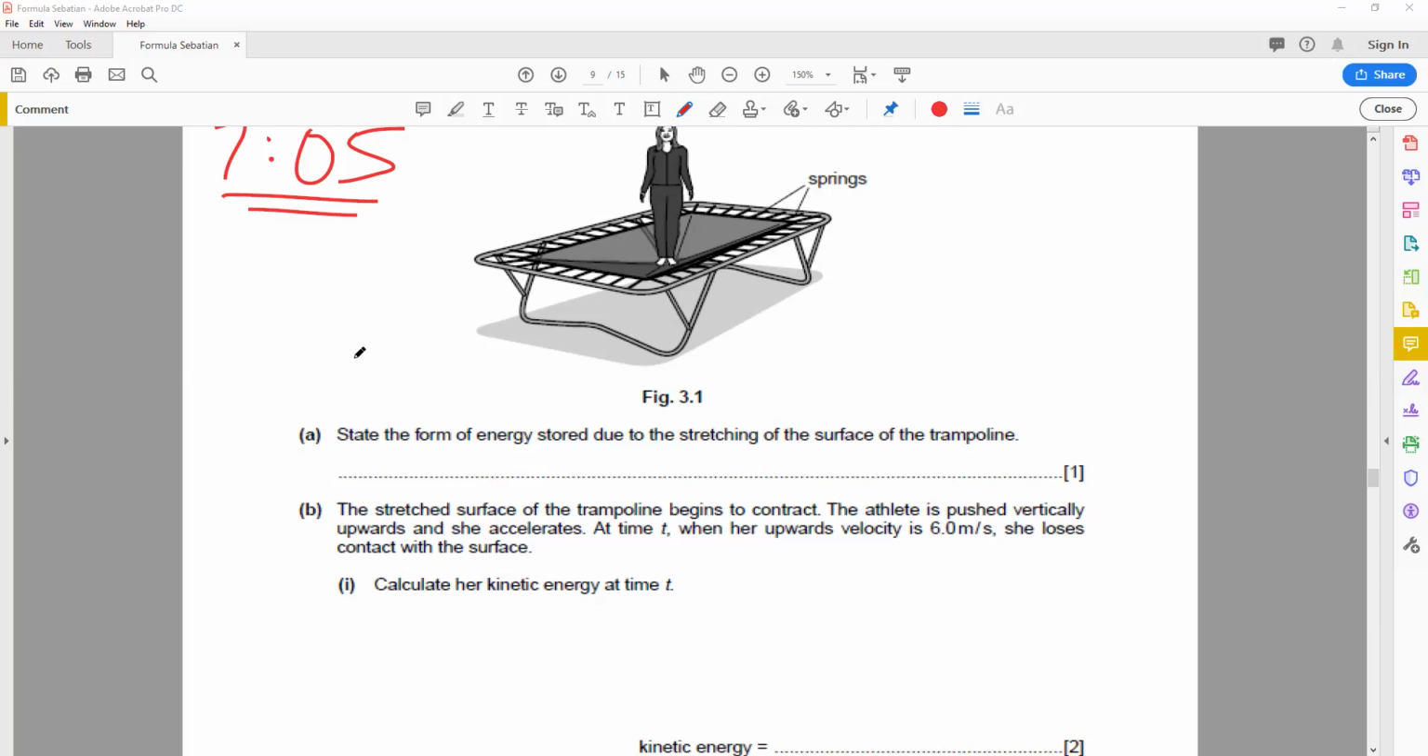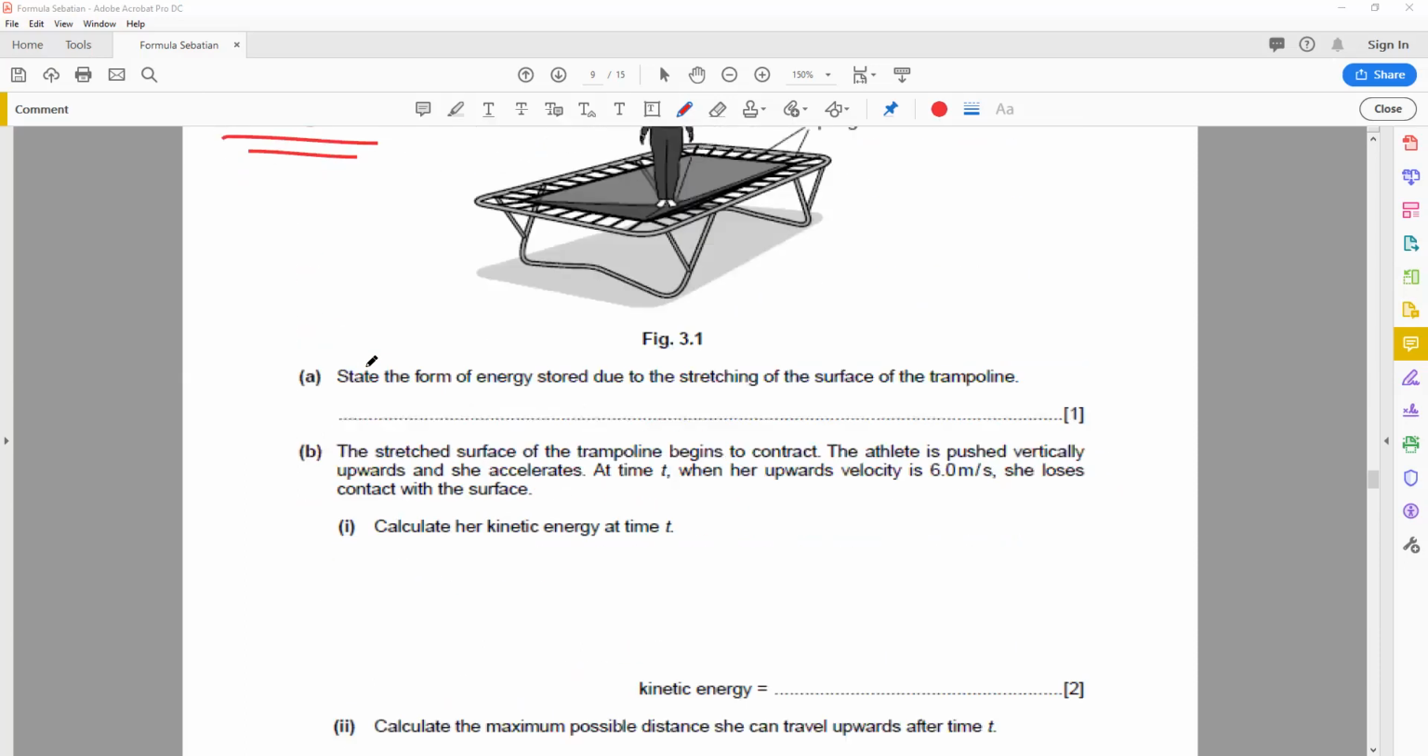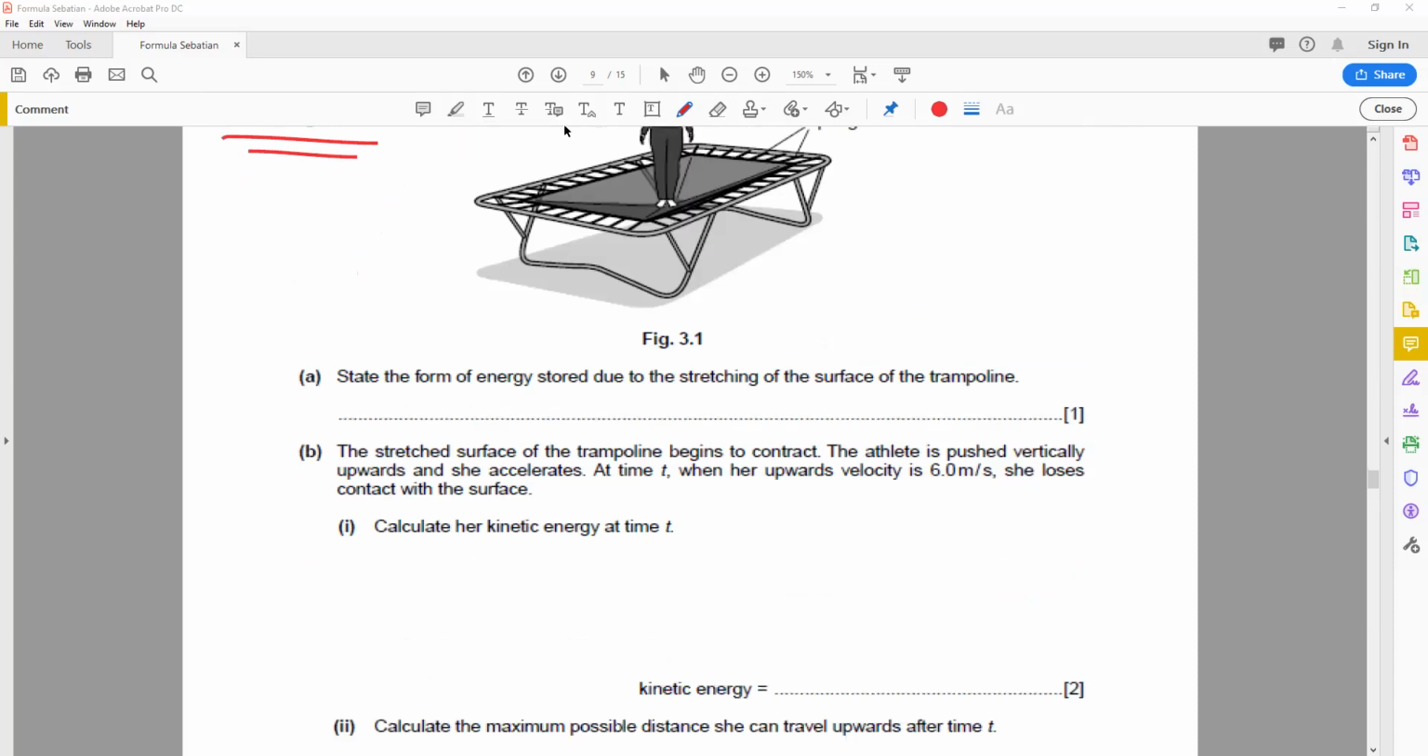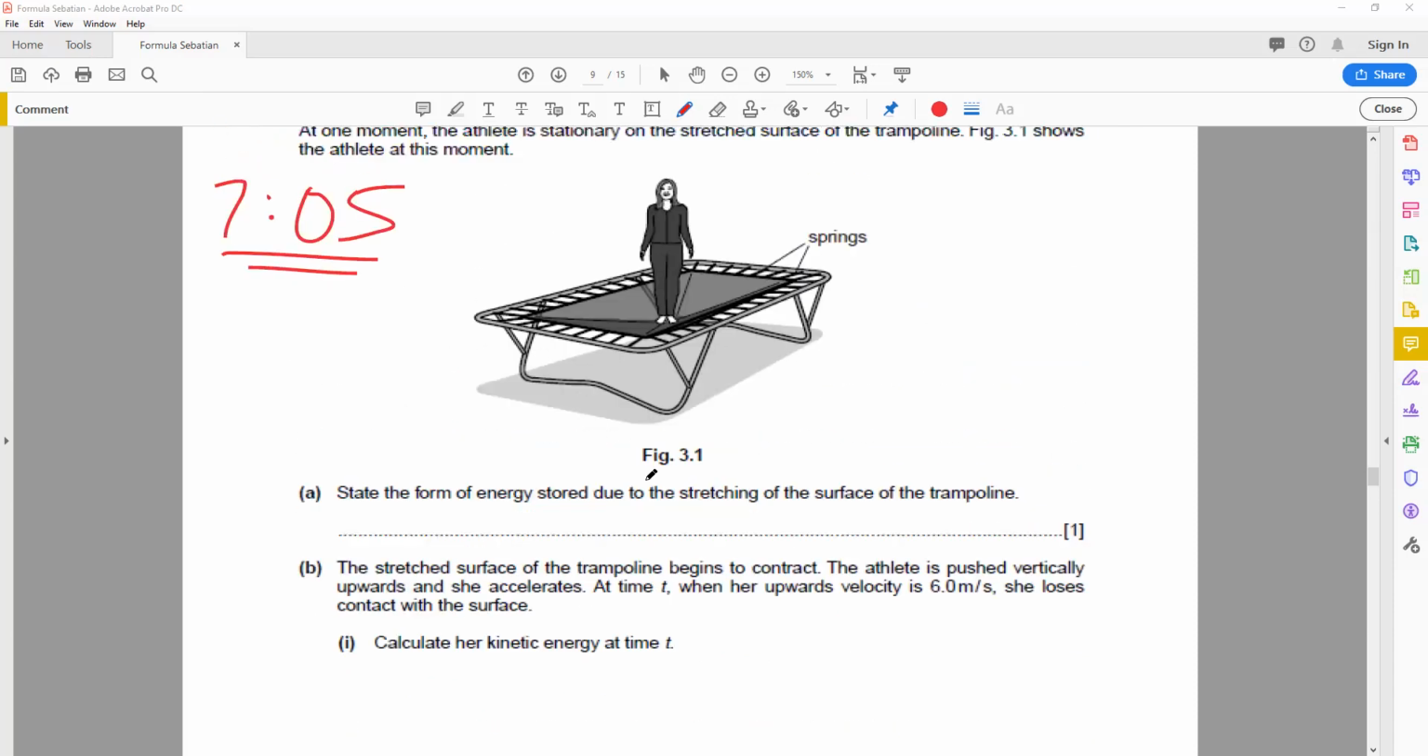Okay, Teresa, are you done with the last question? Yeah. Okay, good. Say the form of energy stored due to the stretching of the surface of the trampoline. Guys, anything that stretches or is compressed, there's only one form of energy, and it's obviously supposed to be elastic energy. Elastic energy, right?